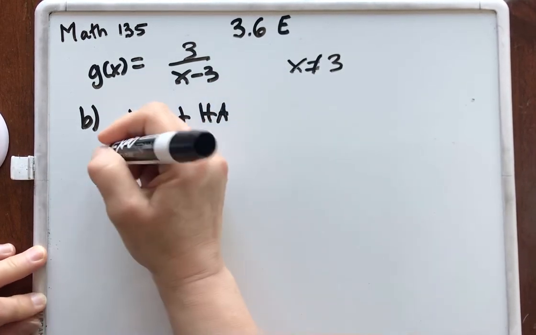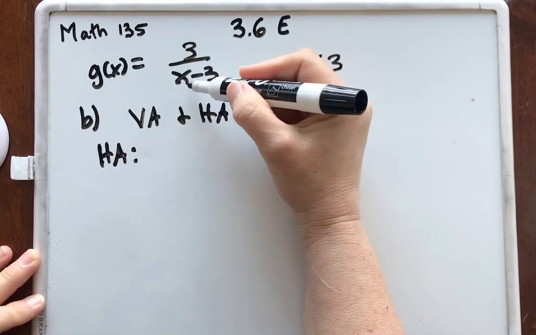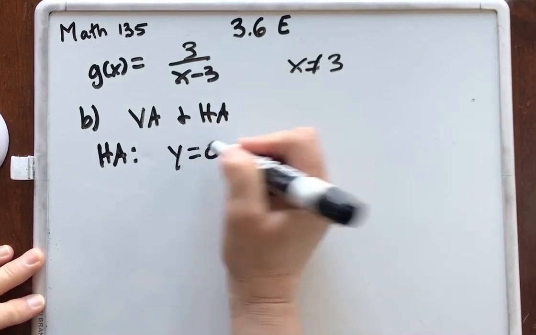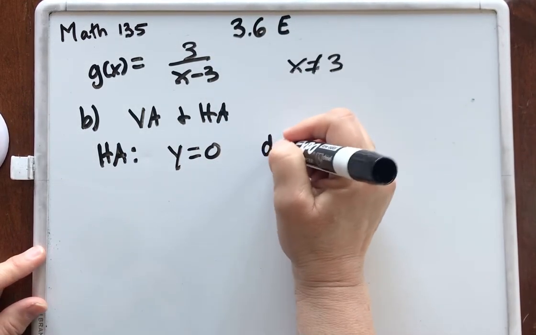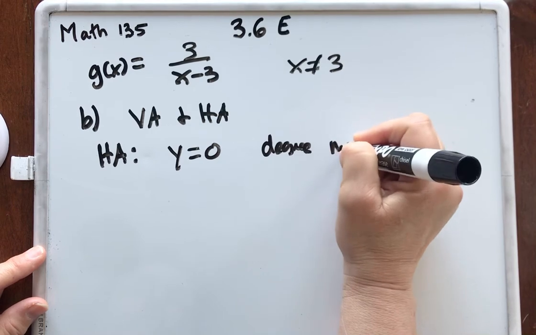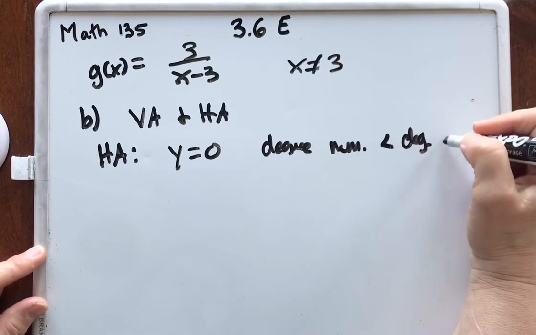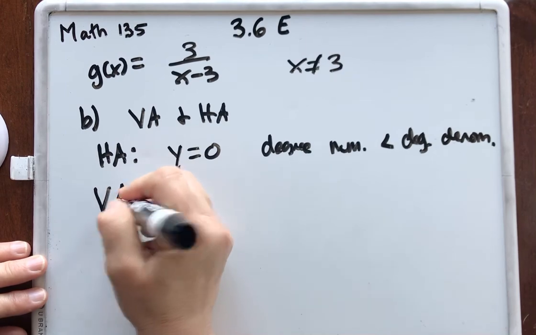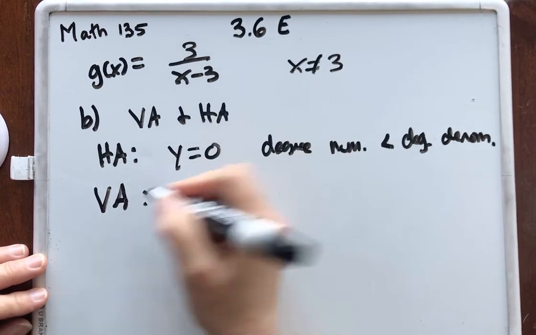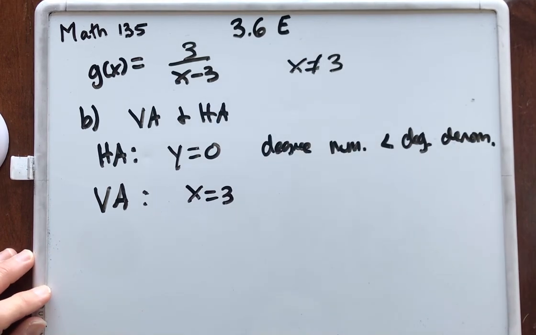Okay, let's look at the horizontal asymptote. This degree is smaller than this degree, so we know y equals 0. And how you would show that work, I guess you could say degree on the numerator is less than degree on the denominator. Okay. All right, vertical asymptote. We know x can't equal 3, so we say x equals 3 is the vertical asymptote.